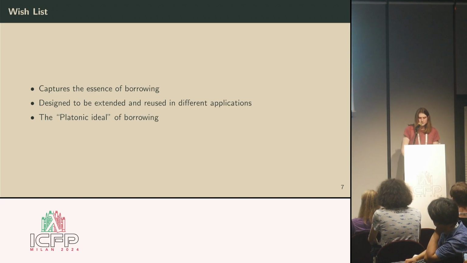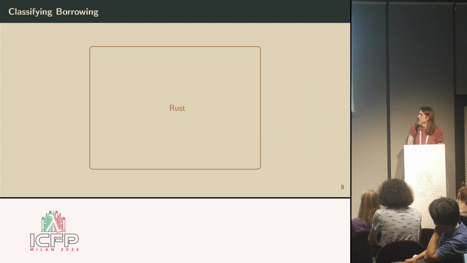For example, if you want to study polymorphism, you might start with System F, which is a pretty minimal extension to STLC. And it seems like there's not really anything like that for borrowing. And speaking of System F, it's on the lambda cube, and we think it'd be nice if there was something like the lambda cube or the complexity zoo, but for borrowing.